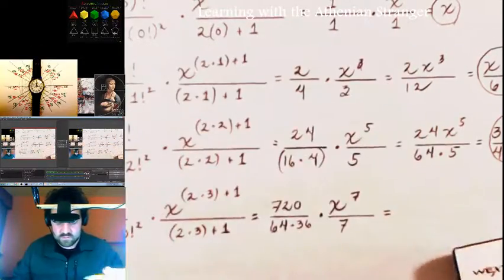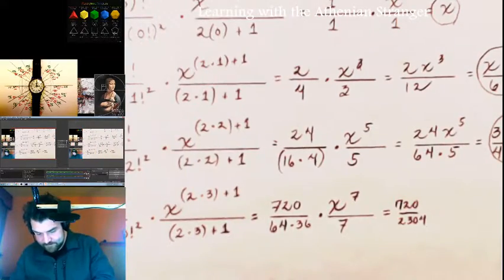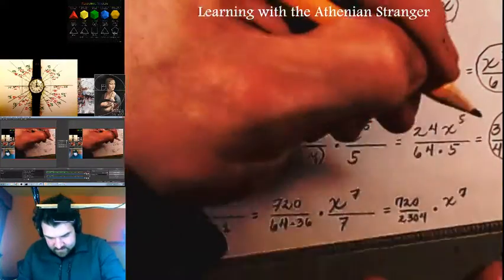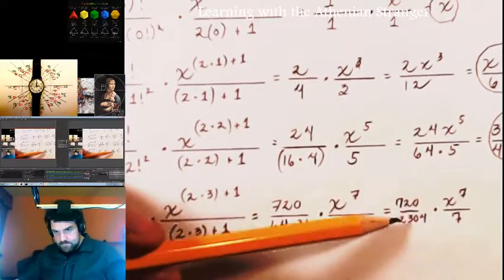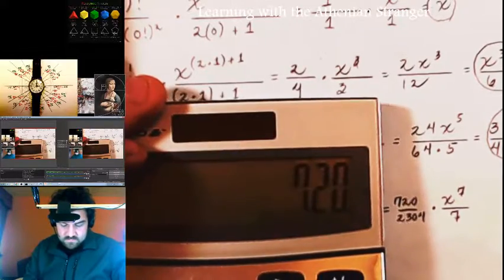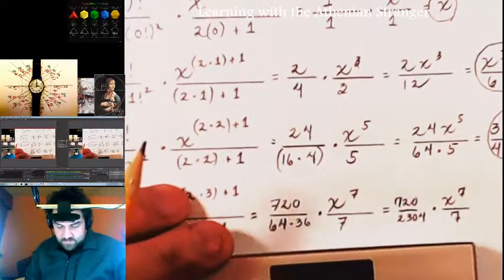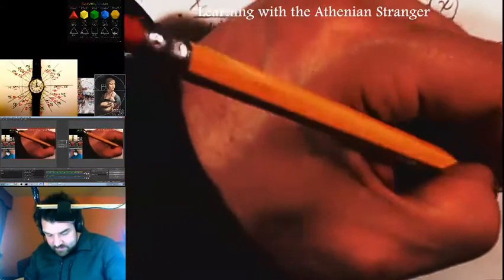All right? So I'll write out 720 over 2,304. Okay? And now I'm going to multiply that by x to the 7th over 7. Can I reduce this fraction? Oh, absolutely I can. You better believe it. Okay. So, can I divide 720 by 4? Well, let's see. 180. Okay, cool. So I can simplify the numerator to 180 by dividing by 4. What's 2304 divided by 4? 576. Okay. So 180 over 576.